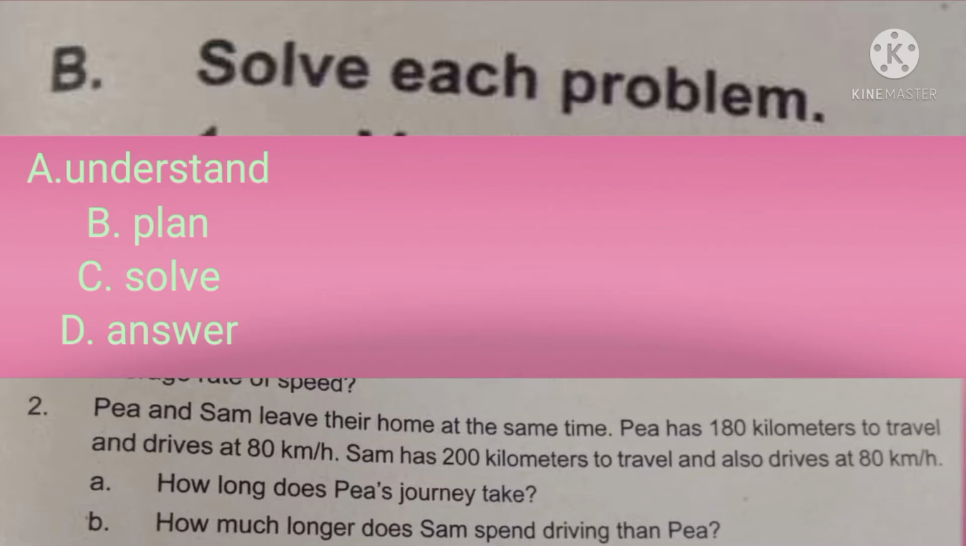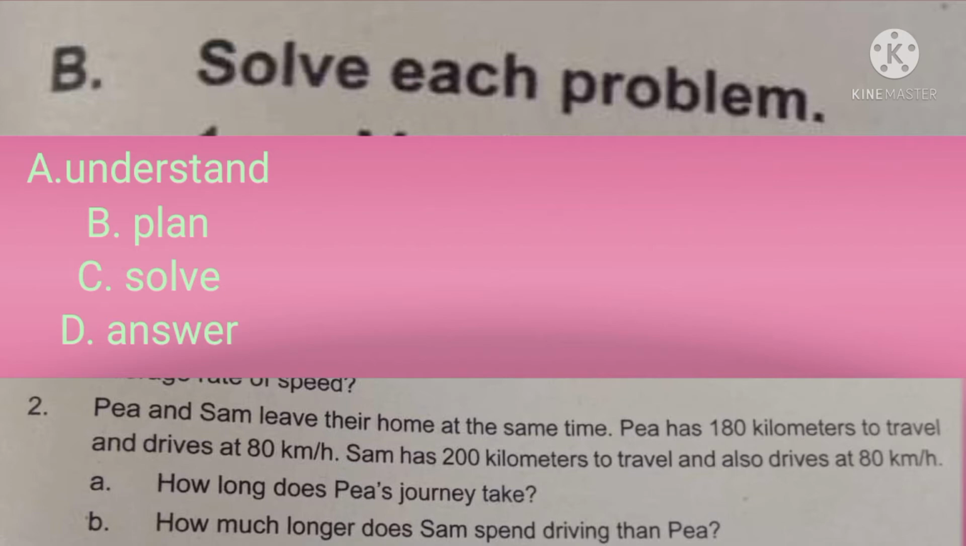Number 2. Pia and Sam leave their home at the same time. Pia has 180 kilometers to travel and drives at 80 kilometers per hour. Sam has 200 kilometers to travel and also drives at 80 kilometers per hour. A. How long does Pia's journey take? And B. How much longer does Sam spend driving than Pia?